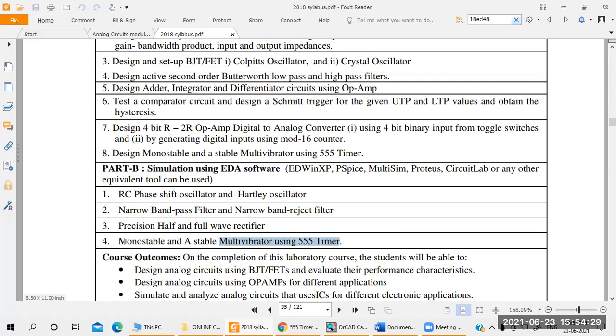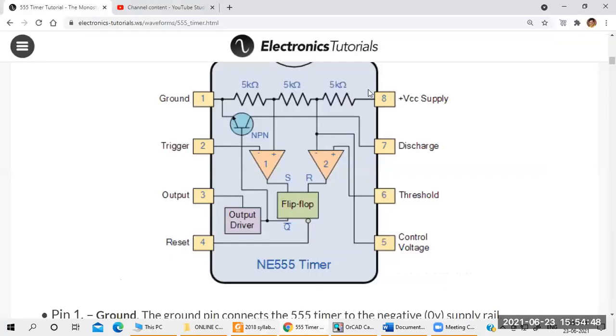What is the name of the circuit now? Monostable multivibrator using 555 timer. There is a second question here, that is astable multivibrator using 555 timer. Today we'll discuss only the monostable multivibrator using 555 timer. Understood? First, you take the 555 timer circuit diagram here.